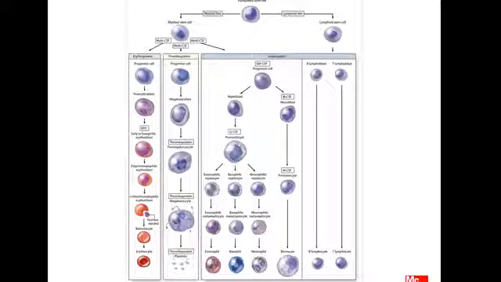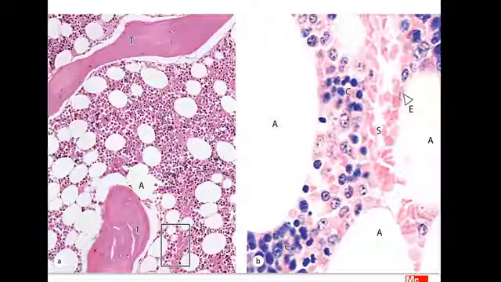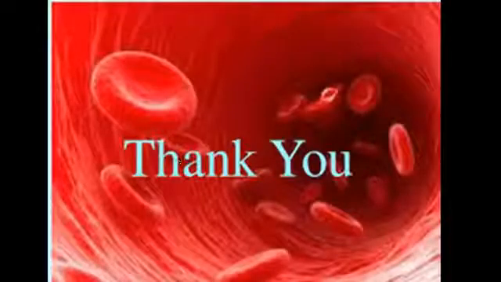All these cells are in a blood vessel, as I mentioned, while all these cells from the pluripotent stem cell and the other progenitors and precursors are located in bone marrow. This is the bone marrow that consists of hemopoietic tissue and adipose tissue. All the cells differentiate and mature in this part of bone marrow. Thank you for listening.